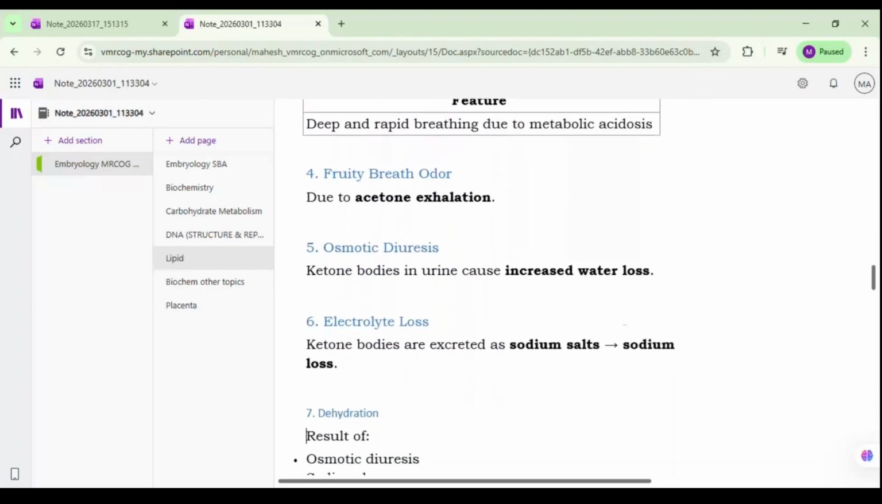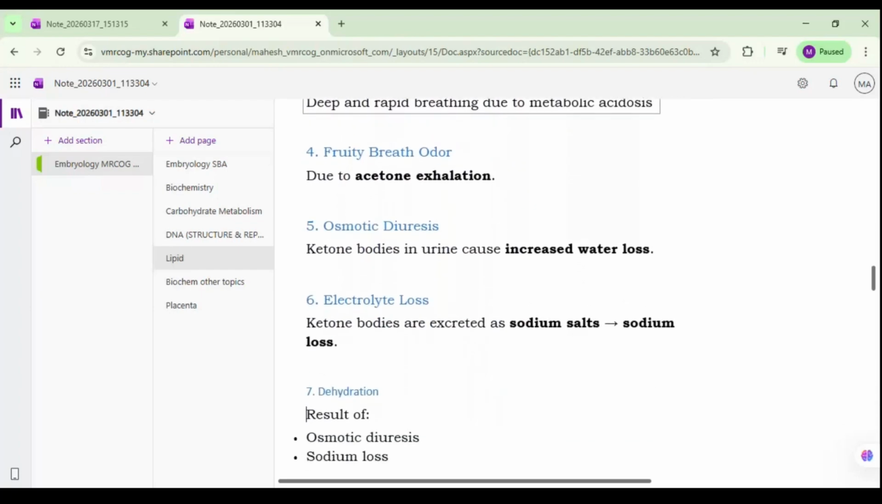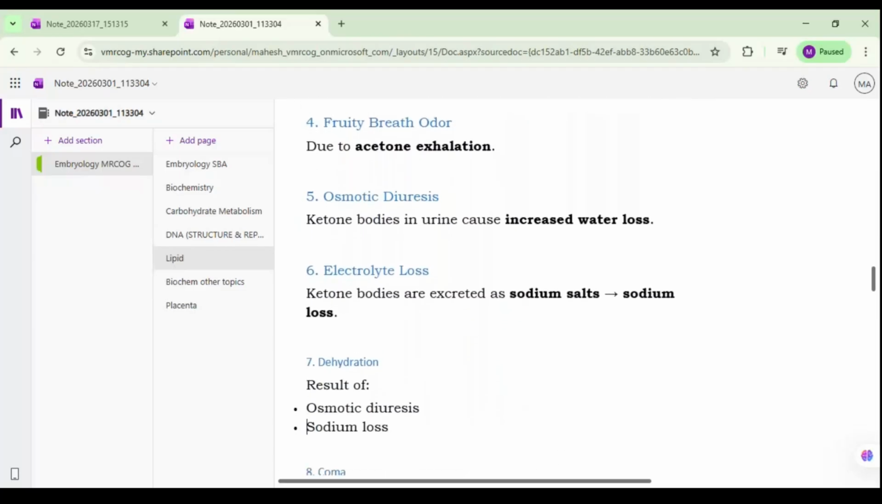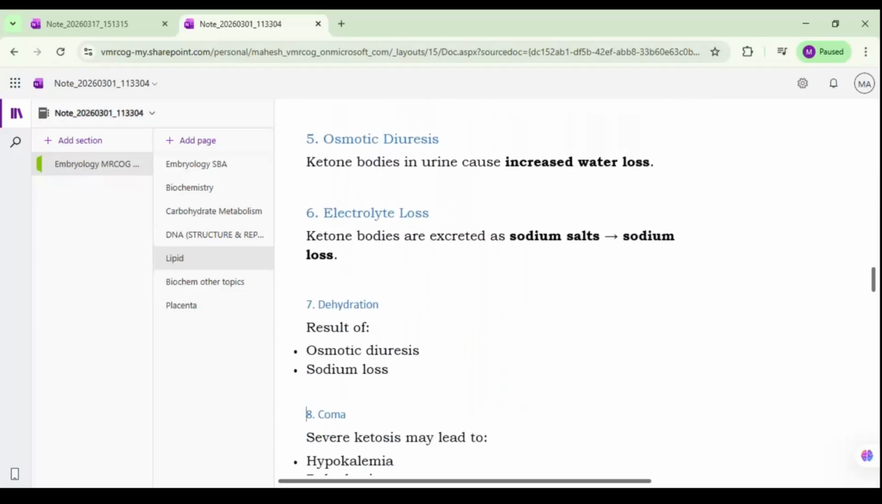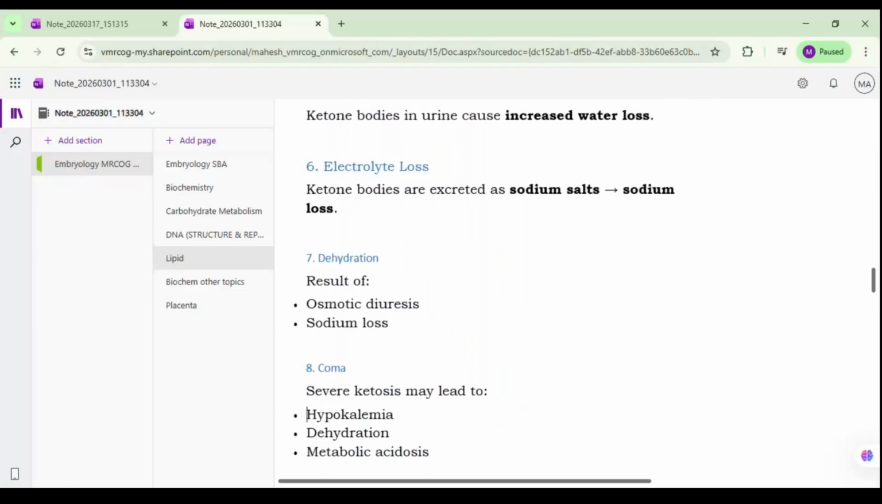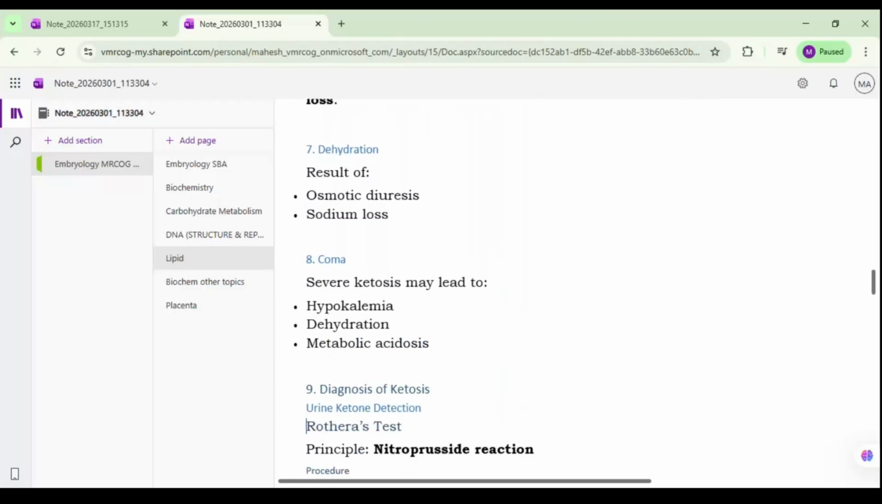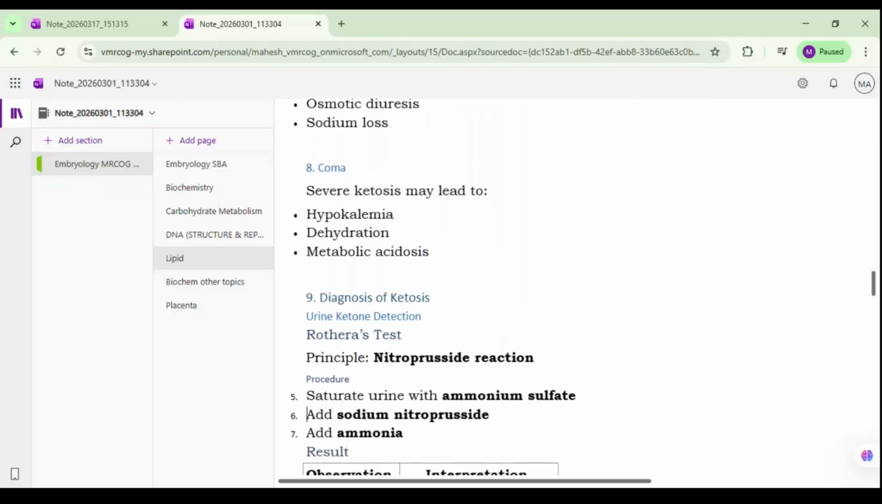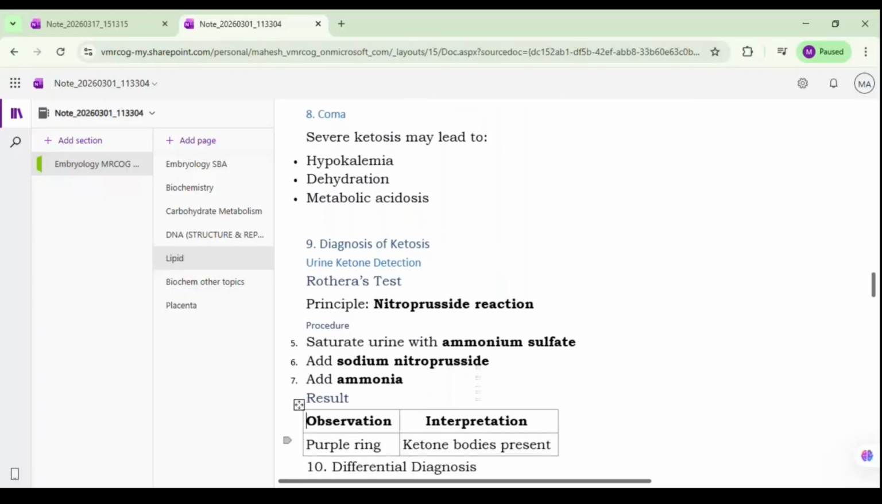Osmotic diuresis: ketone bodies in the urine cause increased water loss. Then there is electrolyte loss. Ketone bodies are excreted as a sodium salt, so sodium will be lost, and it will result in dehydration because of osmotic diuresis and sodium loss. Ultimately, there will be coma. Severe ketosis will lead to hypokalemia, dehydration, and metabolic acidosis.